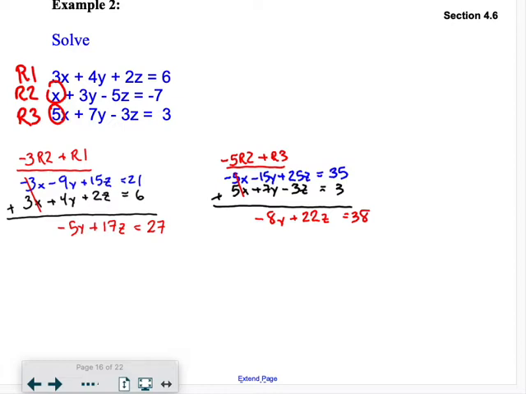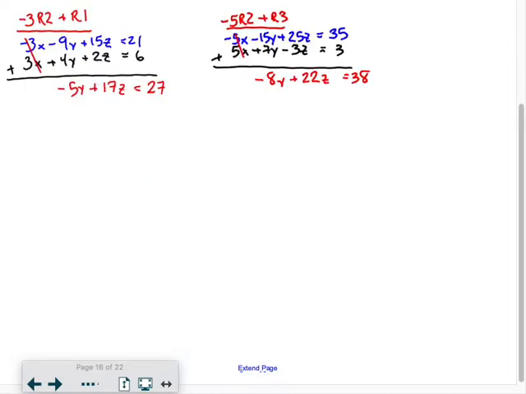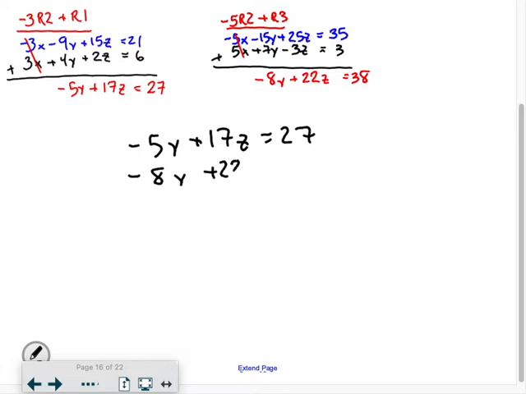I have the two equations in red. Make sure they're both in the same variable. I have a y and a z and a y and a z, right? So these are just turning out to be equations that aren't the nicest, so we just have to deal with them. So I'm going to rewrite them nicely. Negative 5y plus 17z equals 27 here, and then negative 8y plus 22z equals 38.